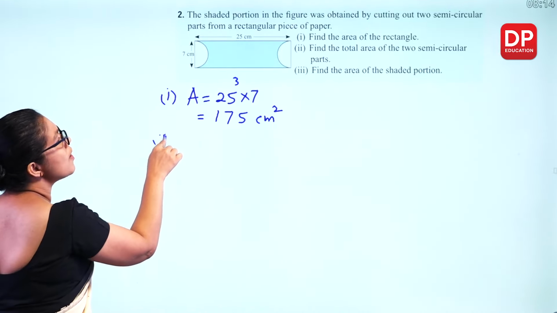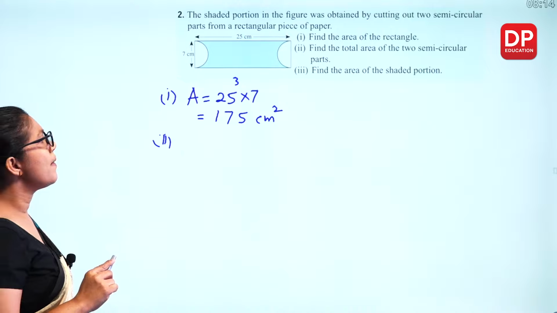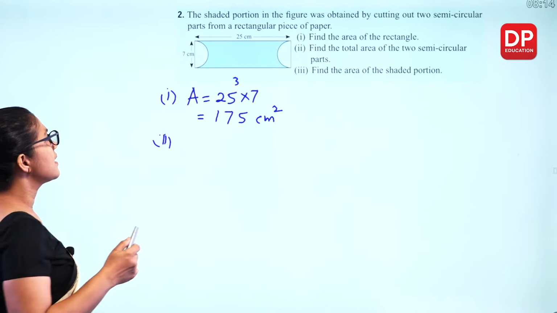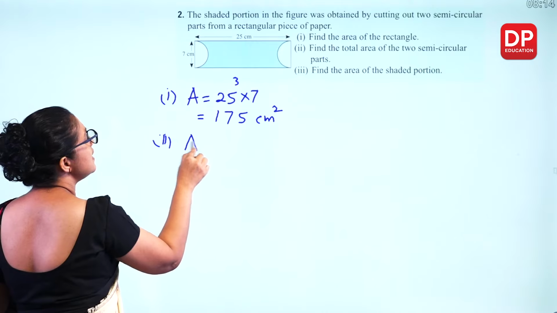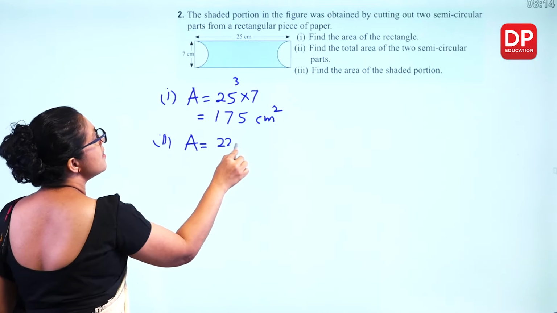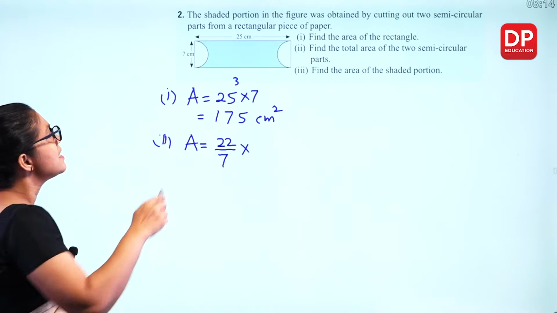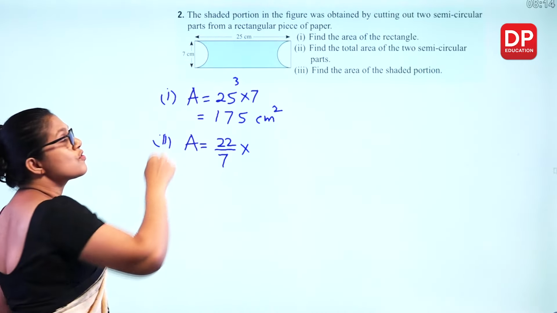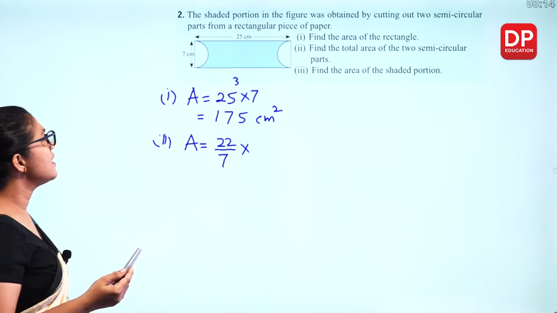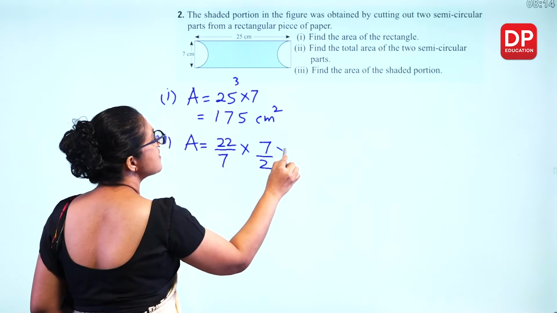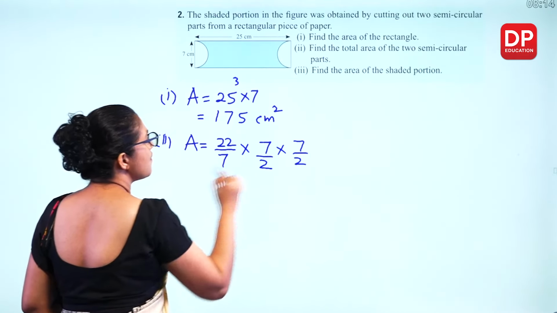Now they want the area of two semicircular parts. Semicircle and semicircle, you get a full circle. So area of the circle is pi r squared. Pi is 22 over 7. What's r here? Diameter is 7. So what's the radius? 7 divided by 2. So pi r squared, r I can write as 7 over 2.